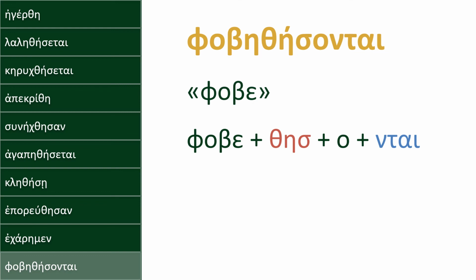Fovethesonte, future passive indicative third person plural, from foveome. The verb is deponent. The meaning is they will be afraid. The root is fove. The formation is from the tense stem fove plus the future passive tense formative thes plus the connecting vowel omicron and the third person plural personal ending nte. This gives us fovethesonte. This is the end of lecture 24.